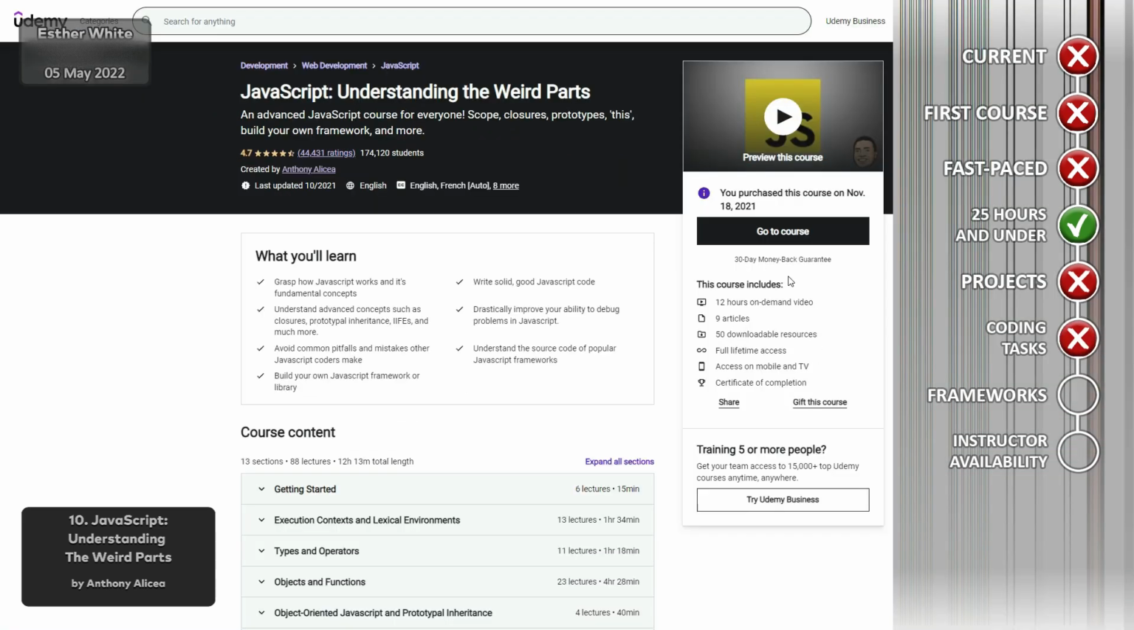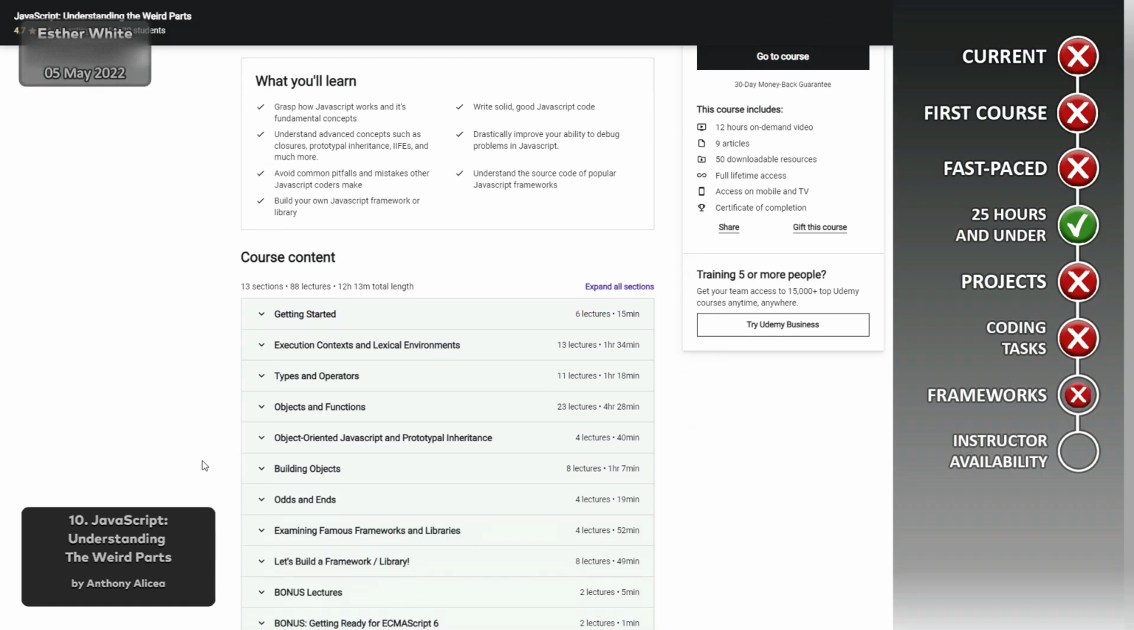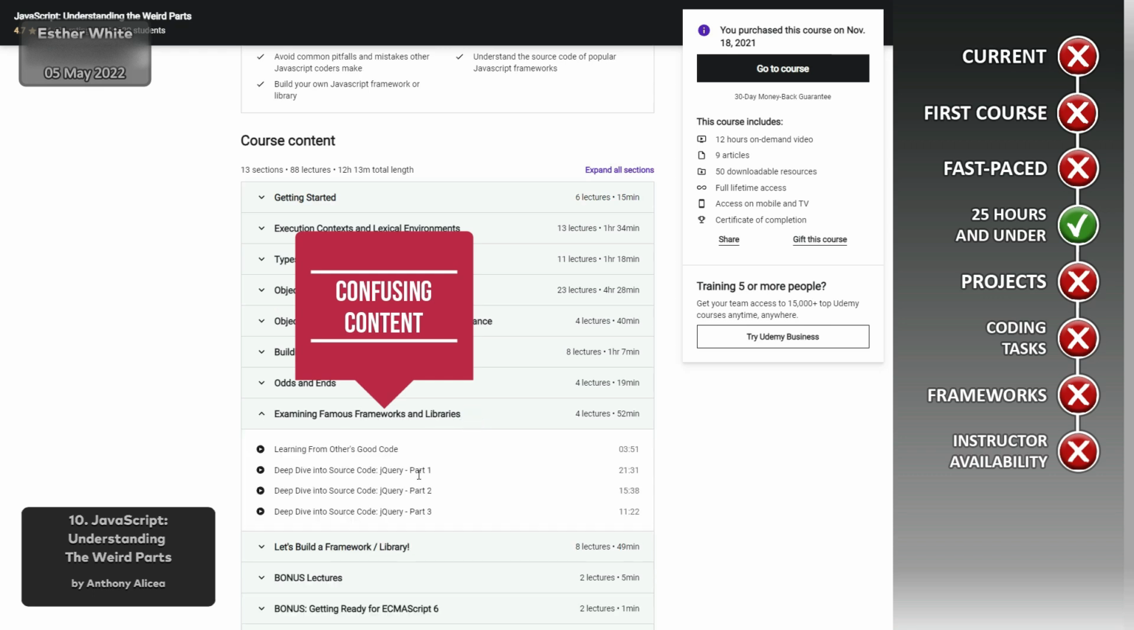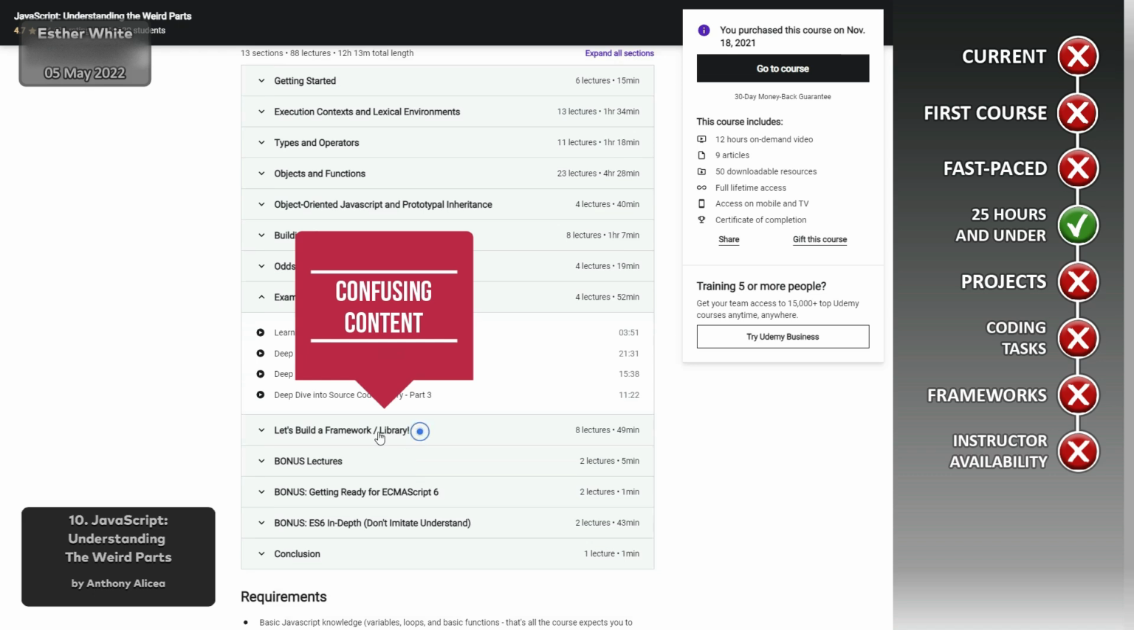When it comes to frameworks, the course doesn't actually have any content related to frameworks, but what is worse, there is confusing content. There is a section titled Examining Famous Frameworks and Libraries, and this section is about jQuery. Another section is titled Let's Build a Framework / Library.